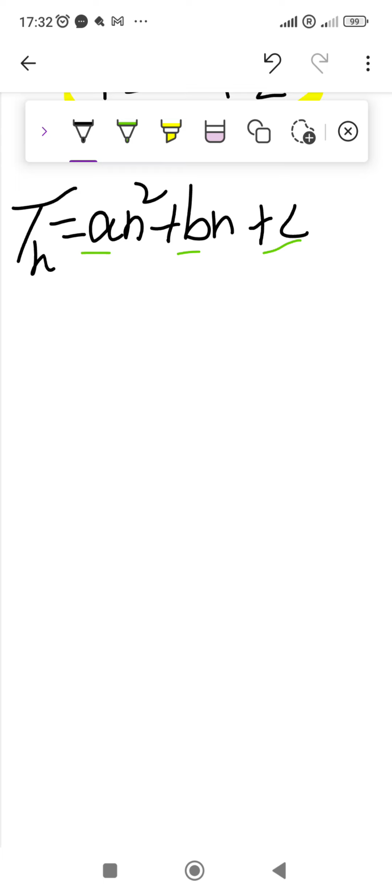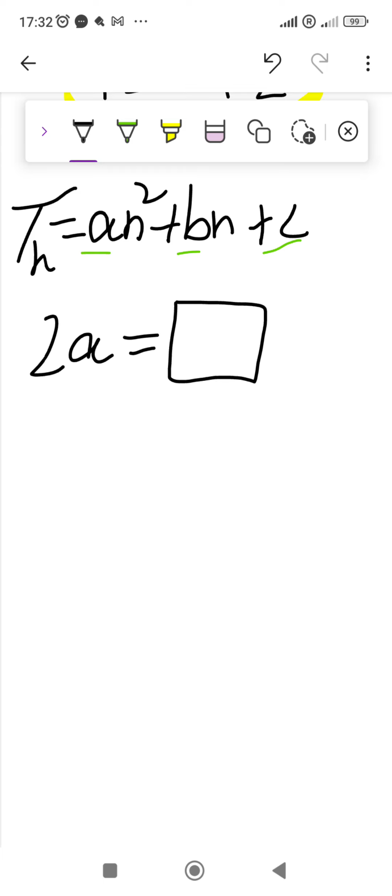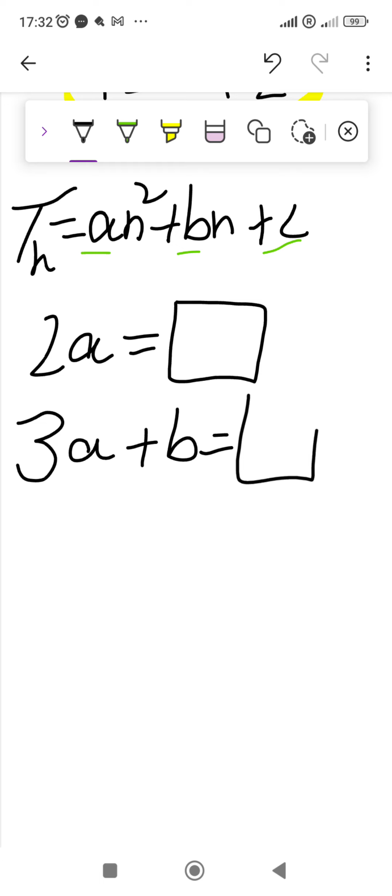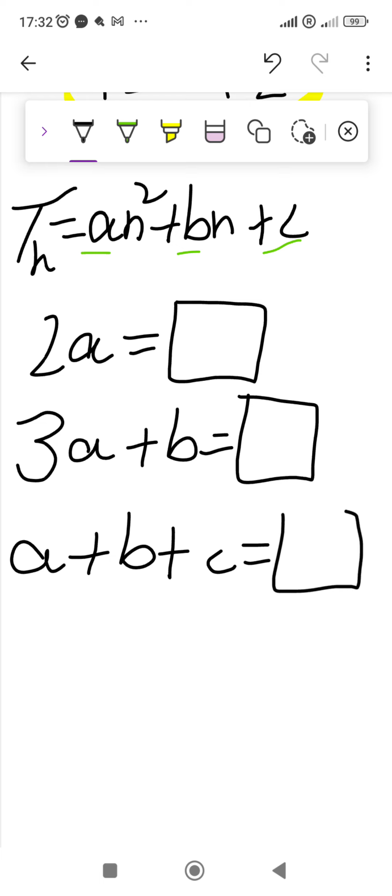The first one being 2a equals to something. We'll figure out what that something is a bit later on. 3a plus b is equal to something, and a plus b plus c is equal to something. These you will need to know off by heart. They won't be on your formula sheet, so make sure you remember them.